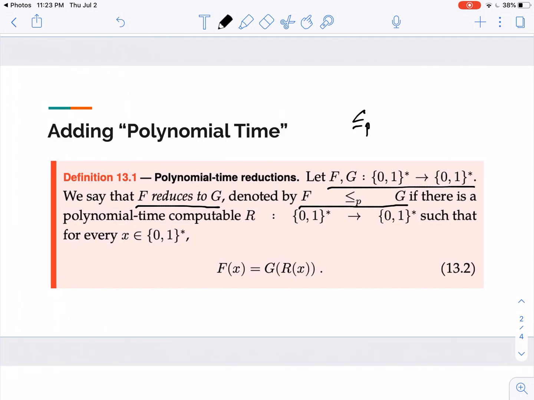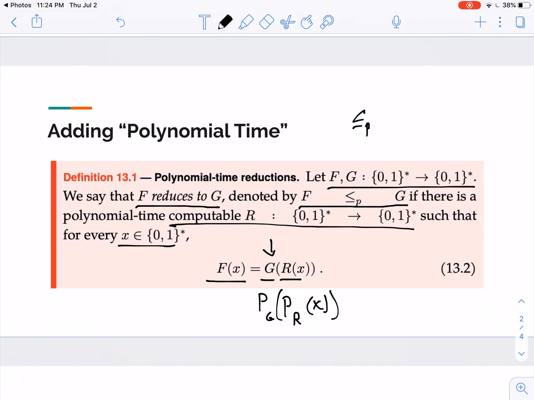So we say f reduces to g if there's a polynomial time computable r, such that for every input, if we input that to r and then run g on it, we can solve f with it, right? So this says basically if we had some solver for g, well, then first we could run r. Since r is polynomial time computable, we might have some program pr that computes r. So we first run pr on the input, and then if we could compute g with some program pg, we could just run pg on that. So it says that we can compute f as long as we can compute g with really only a little bit more time. And this is important because it allows us to say that this problem is about as easy as this other problem.